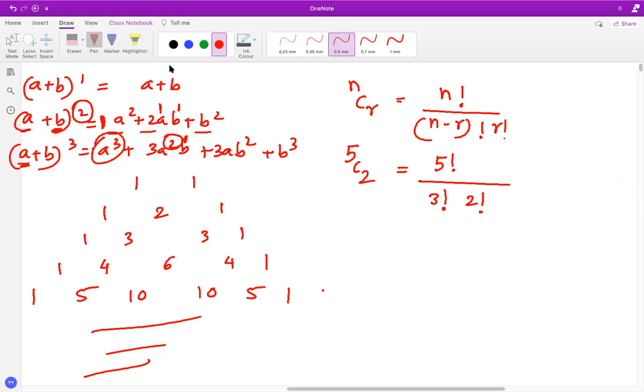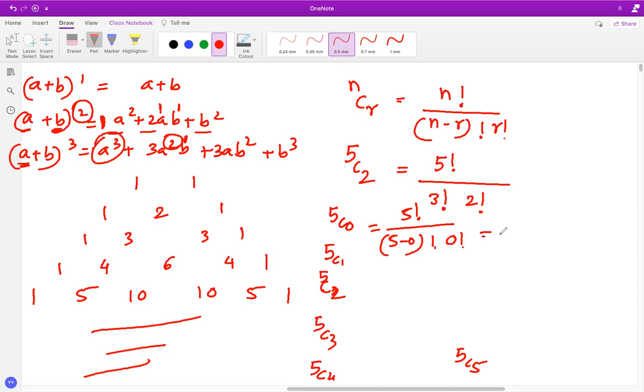Since I've evaluated 5C2 already, now I would like to quickly do 5C0, 5C1, 5C2, 5C3, 5C4, 5C5, and let's see if I can link this up with something. So if I do 5C0, it is going to be 5 factorial over 5 minus 0 factorial times 0 factorial, which is nothing but 1. 5C1 will be 5 factorial over 4 factorial times 1 factorial, which is going to be 5 if I simplify. 5C2, we already did it here, so it was 10.